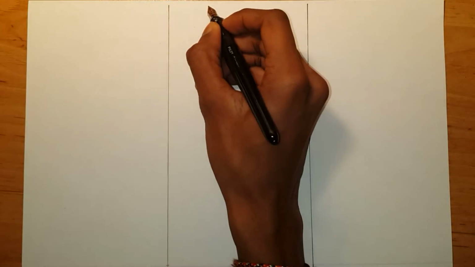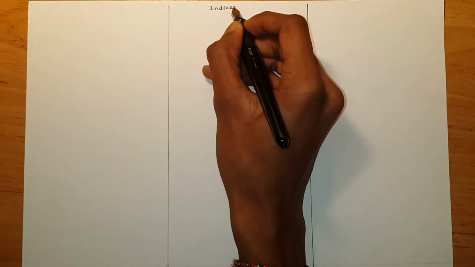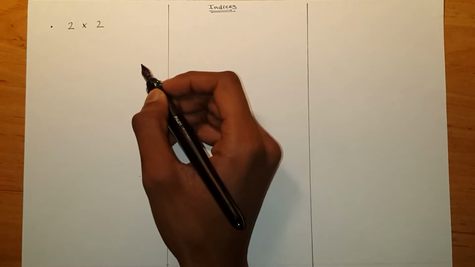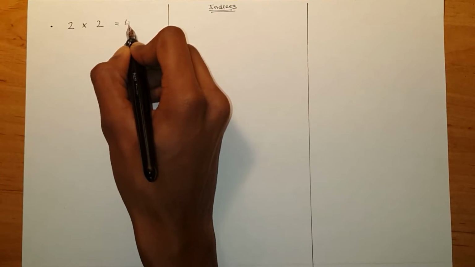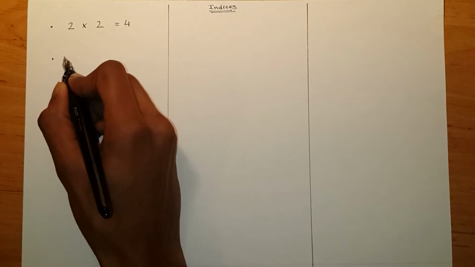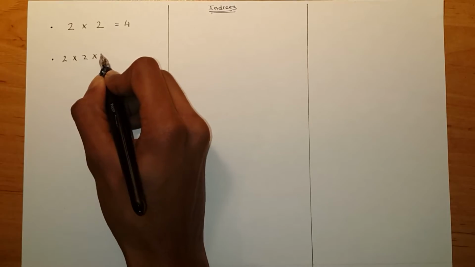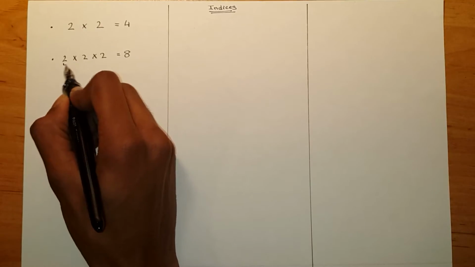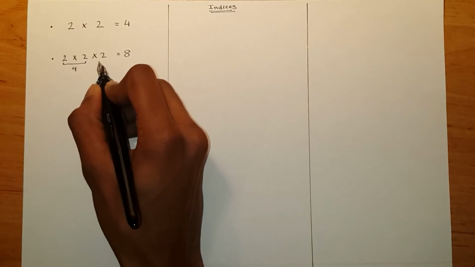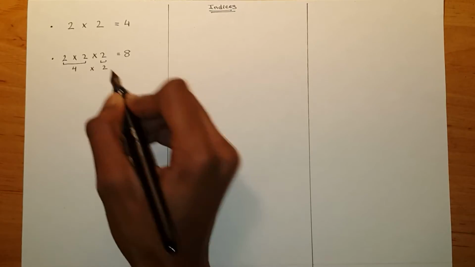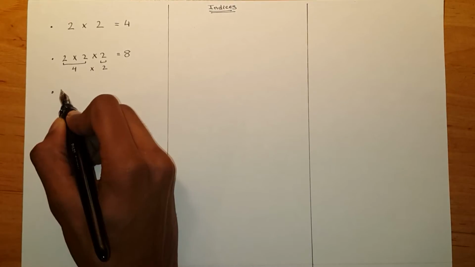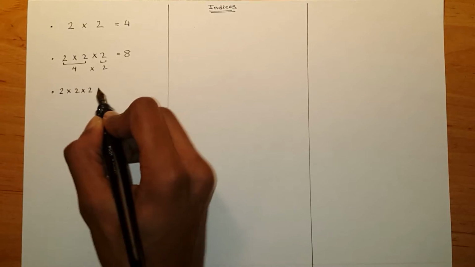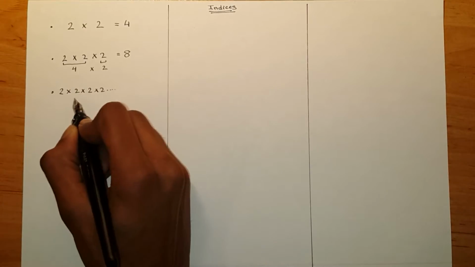Today we're going to talk about indices. Let's say that you have 2 times 2. We all know that 2 times 2 is equal to 4. And now 2 times 2 times 2 is equal to 8. This part is 4 and this part is 2, so it's 4 times 2. Let's say that now we have 2 times 2 times 2 times 2, 100 times.